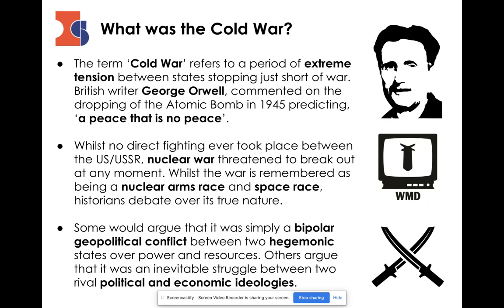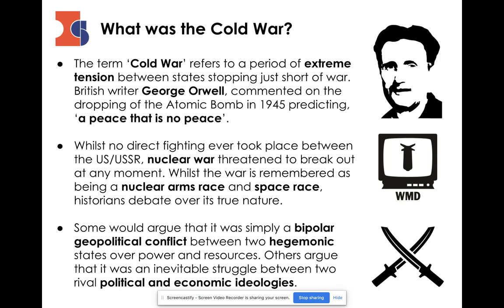So the term Cold War, to describe a conflict as a Cold War, essentially means a period of extreme tension between two or more states, stopping just short of war. So we don't actually see any direct fighting between the two powers in question. There might be what we might call proxy wars by their allies, but there would be no direct fighting. And we often see this term used to describe the relationship between the US and China today.